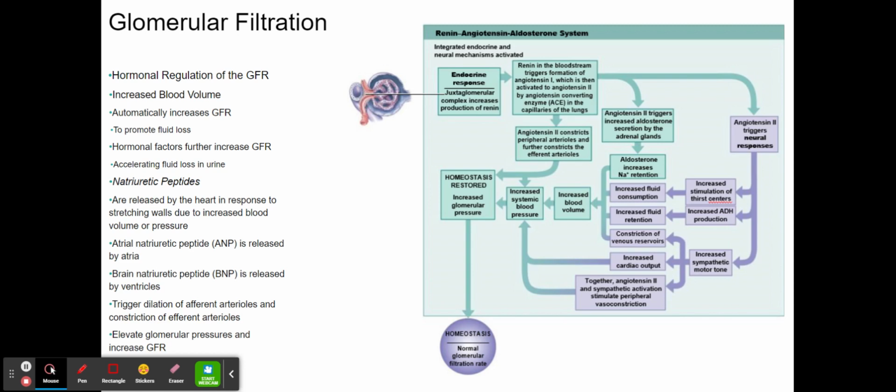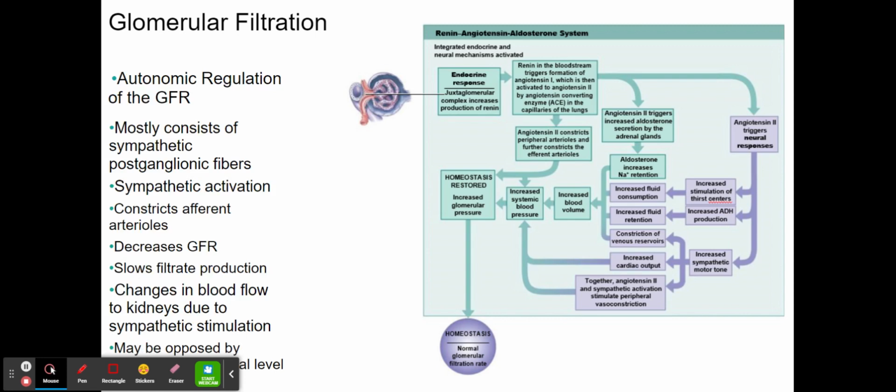If blood volume increases, the GFR increases automatically. This increase promotes fluid losses that can help return blood volume to normal levels. If the increase in blood volume is severe, hormonal factors further increase the GFR and speed up fluid losses in the urine. The heart releases natriuretic peptides when increased blood volume or blood pressure stretches the walls of the heart. The atria release atrial natriuretic peptide, ANP, and the ventricles release brain natriuretic peptide, or BNP. Among their other effects, these hormones trigger the dilation of the afferent arterioles and the constriction of efferent arterioles. This mechanism increases glomerular pressures and increases the GFR. The natriuretic peptides also decrease sodium reabsorption at the renal tubules. The net result is increased urine production and decreased blood volume and pressure.